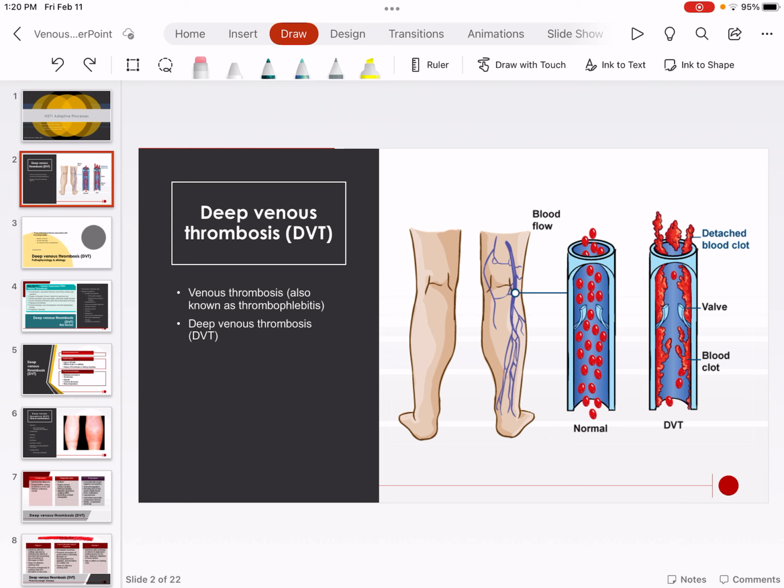And then a deep venous thrombosis, or DVT, occurs when the thrombus is located in a deep vein of the body. And the most common area for that to occur is in the lower legs, typically from the knee down. Most common is the calf area of the leg.